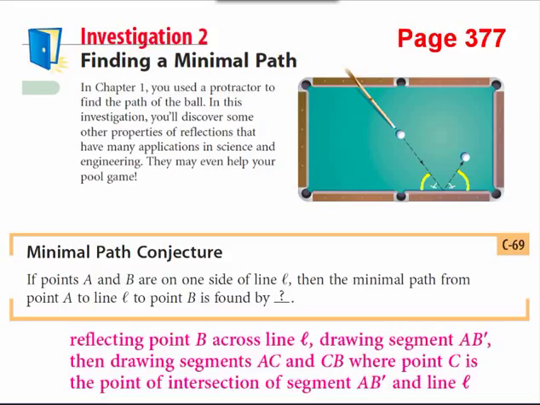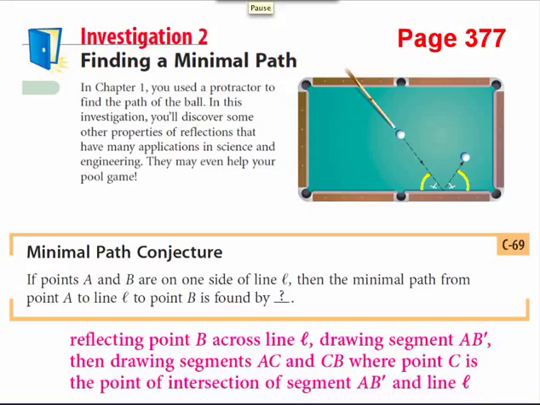reflecting point B across line L, drawing segment AB prime, then drawing segments AC and CB, where point C is the point of intersection of segment AB prime and line L. So I'll let you get that down and then we'll talk about that.